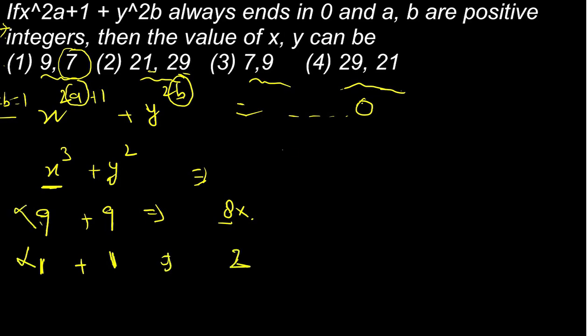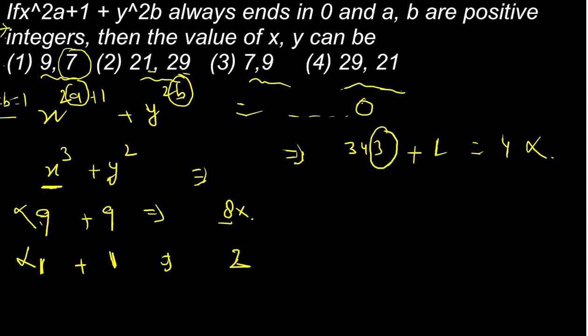Let's come to the third option, 7 and 9. So what is 7 cube? It will be 343. So obviously the unit place is going to be 3. And what is 9 square? It is 1. So 3 plus 1 is going to be 4. So it is also not going to be your option.